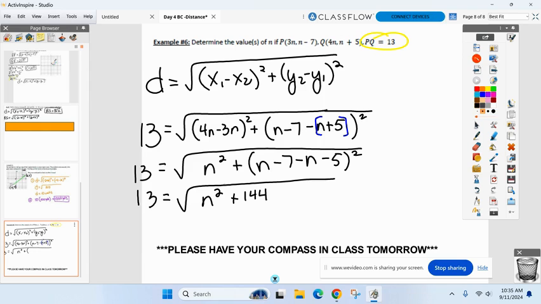I thought people were going to say this is going to turn into n plus 12 because you take the square root. That's what I thought: square root of n squared is n, square root of 144 is 12. You can't do that. You can't take the square root of this and get n plus 12. You square both sides. Get rid of the radical. Square both sides. Yes.